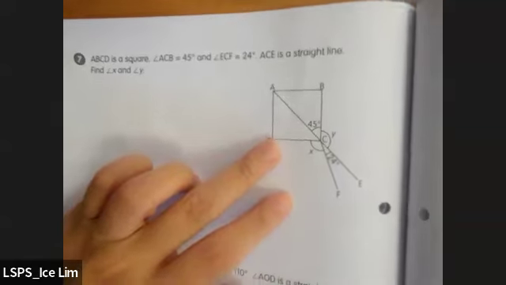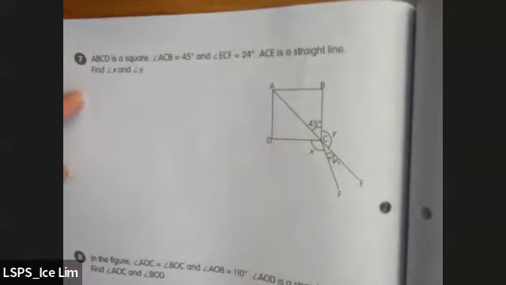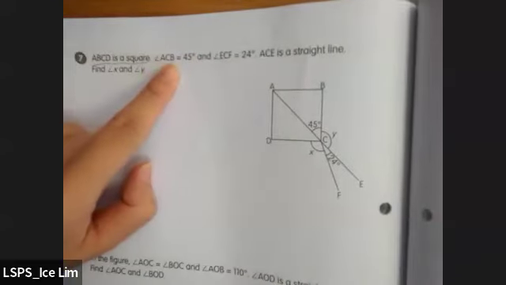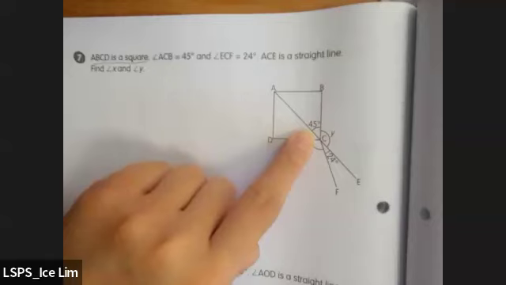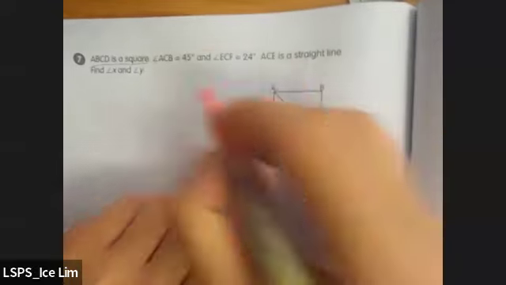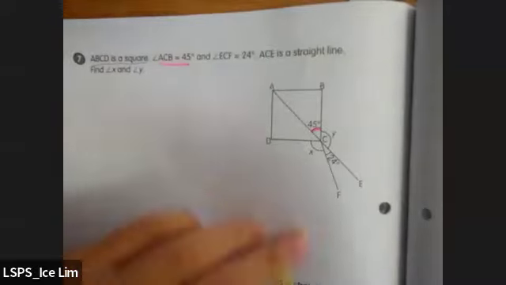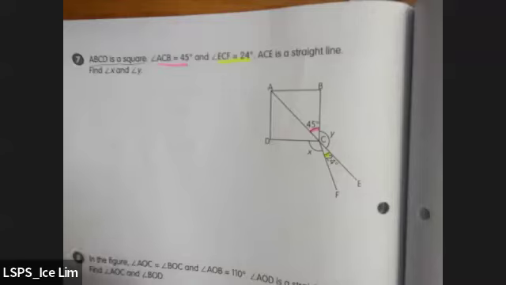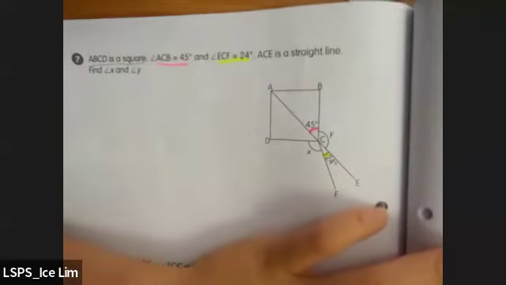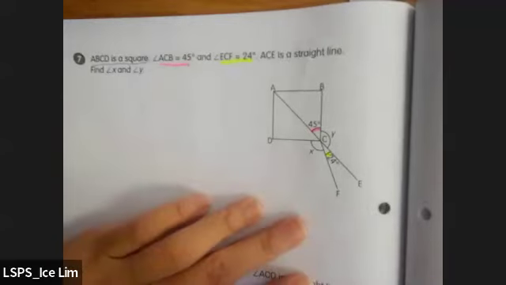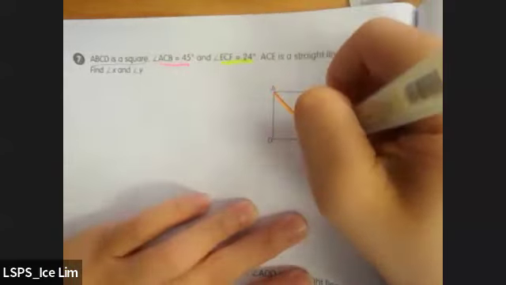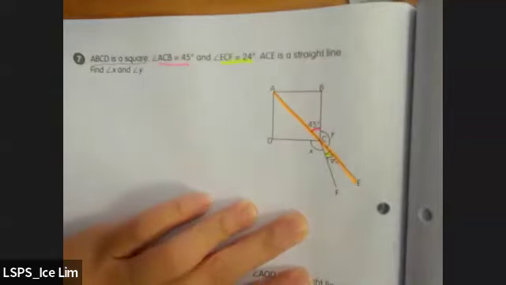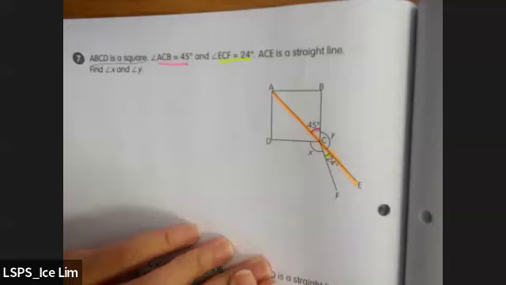Now, here ABCD is a square. Angle ACB is 45 degrees, which is here. And then ECF is 24. The only straight line given is ACE. Then you have to find X and Y.